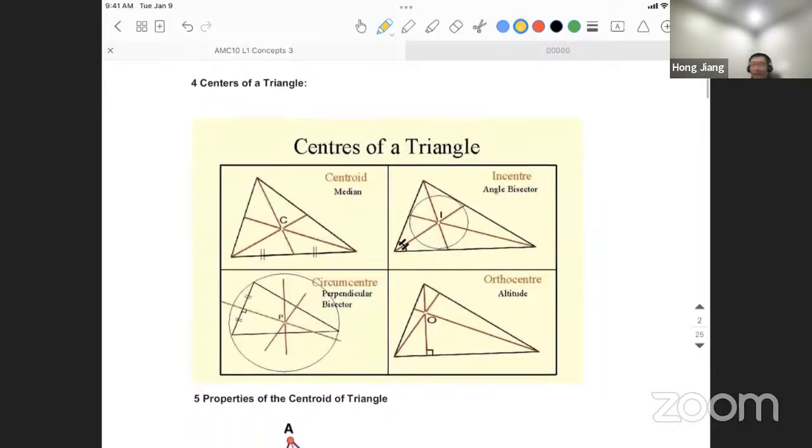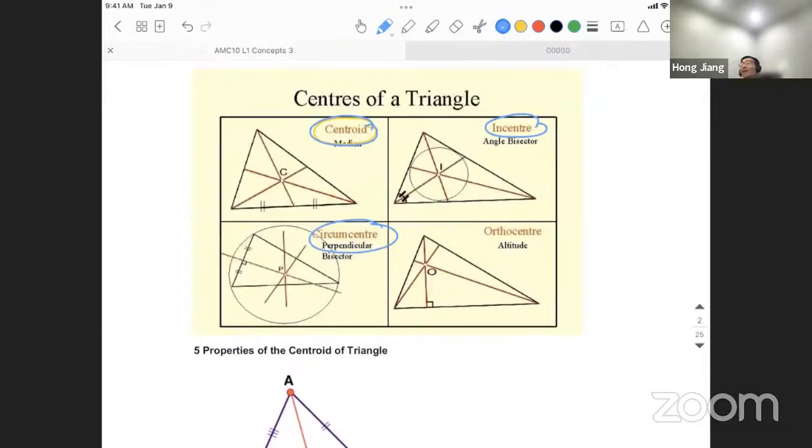Okay? Let's go to section number 4, the centers of a triangle. Well, as long as you have a triangle, you have multiple centers, right? You have the centroid. I'm going to change to a different color. You have the centroid, which is the three medians' intersection. You have the incenter. The incenter is the three angle bisectors' intersection. You have the circumcenter. The circumcenter is the three perpendicular bisectors' intersection. And you have the orthocenter. The orthocenter is the three heights' intersection, right? This is actually something very understandable.